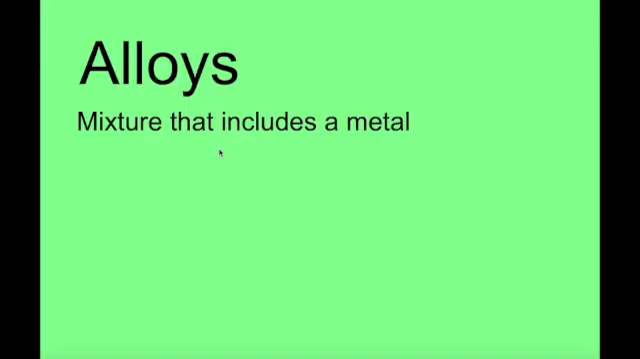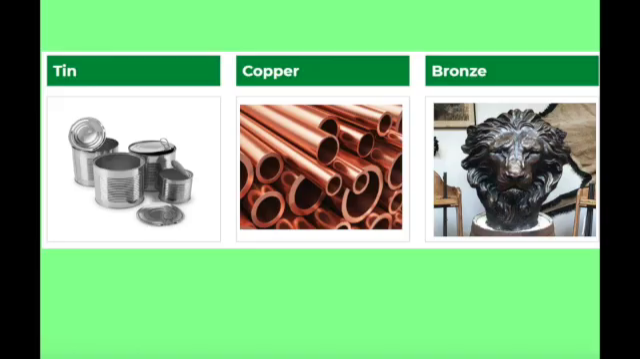Alloys. Right, an alloy is a mixture that includes a metal, okay, and we use alloys, we combine two metals sometimes because it makes things stronger. Okay, and let's have a look at that a little bit more. So you've got tin, copper, and bronze. Kind of nice bronze line there. So tin, copper, and bronze.